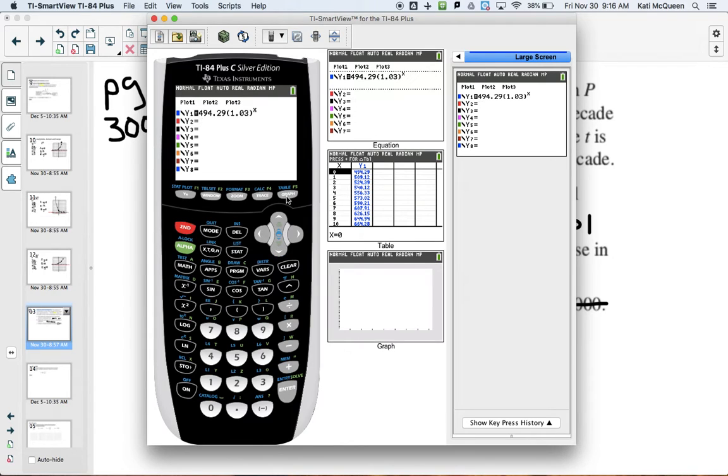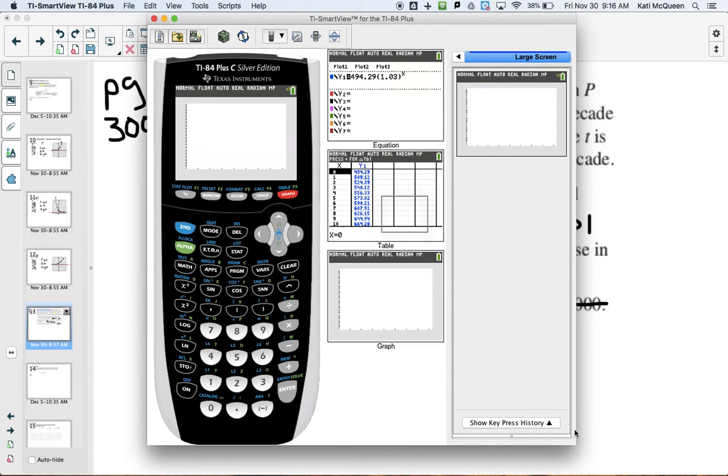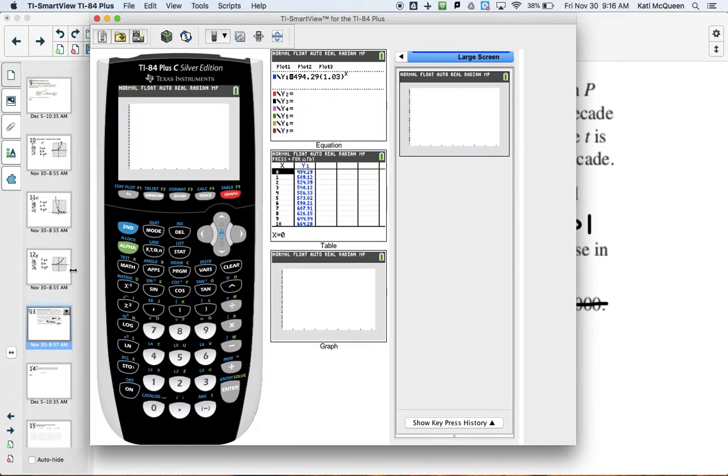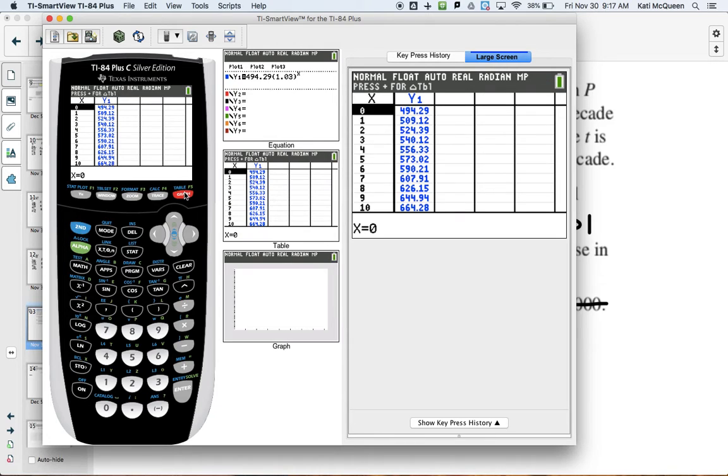So I'm now going to go to my table. If you hit second graph, that gives you the table. And what I'm looking for then is when that y value is near that 590 that I was looking for. I don't know why it's not showing up. There it is. So if I look here, I'm looking for where does 590 happen?